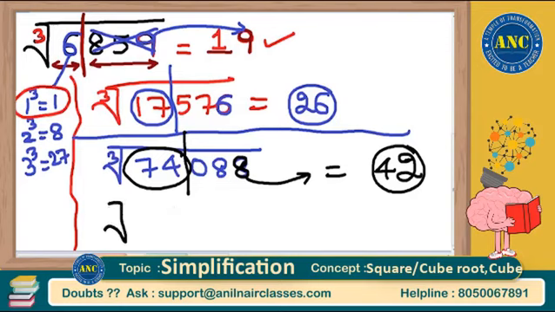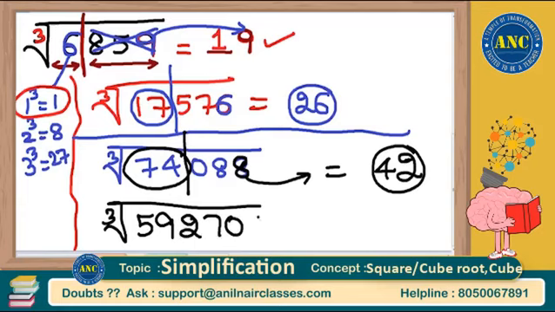Simple. Tell me the answer for this question. Cube root of 592704. Keep a slash after 3 places. If it is ending with 4, the answer will also end with 4.